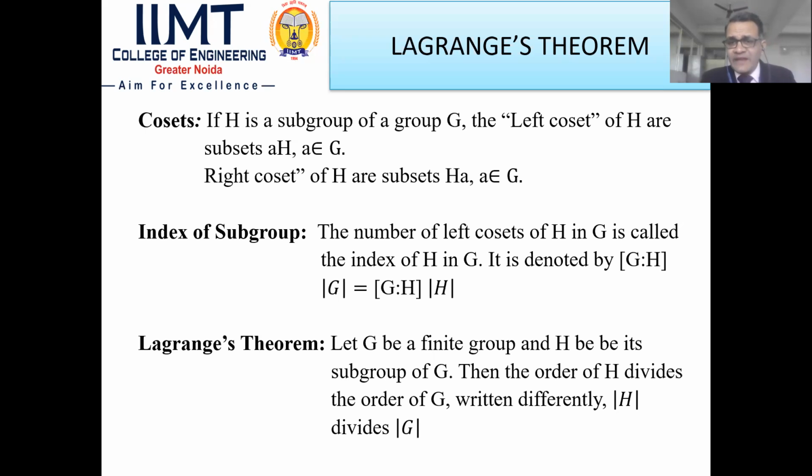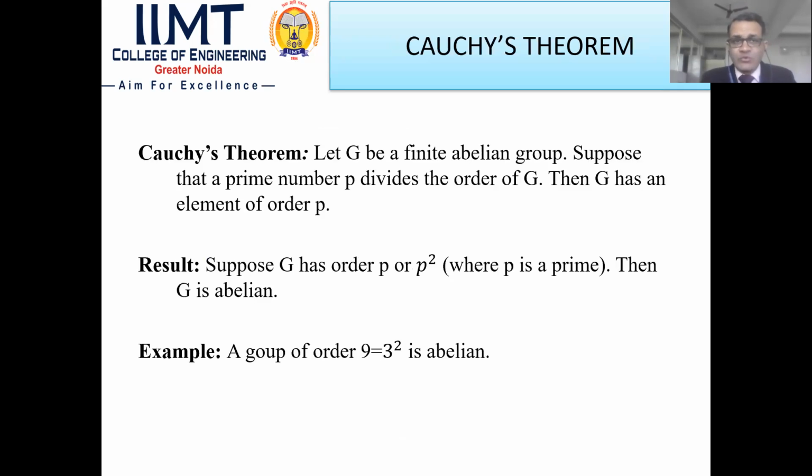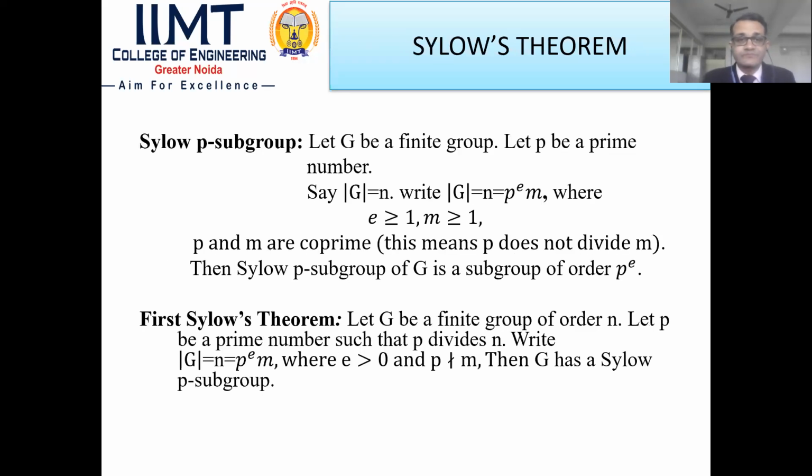Let G be a finite group and H be a subgroup of G, then the order of H divides the order of G. What is Cauchy's theorem? Let G be a finite abelian group. Suppose that a prime number p divides the order of G, then G has an element of order p. Result: suppose G has order p or p squared, where p is a prime number, then G is abelian. One example based on this result: a group of order 9, which can be written as 3 raised to power 2, is abelian. Now, Sylow's theorem, a very important theorem.